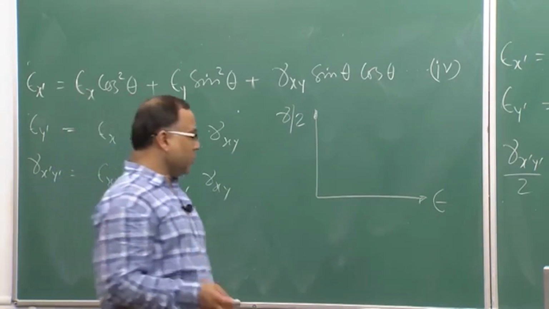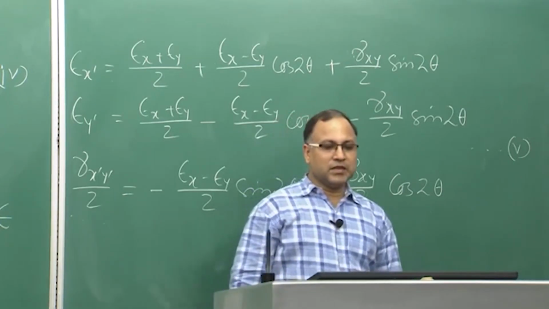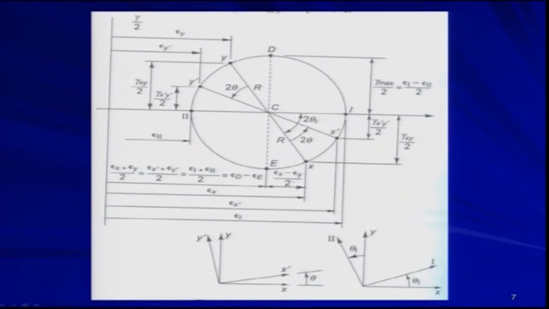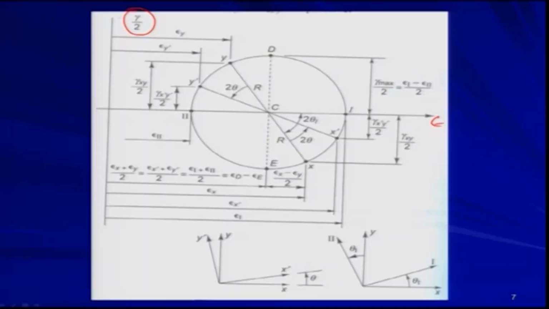Is that clear? So, this is what the Mohr circle will look like. As I told you, it is basically epsilon versus gamma by 2 space, and the construction of this Mohr circle is pretty similar to whatever we did for stress. Therefore, I am not going to repeat the whole process. Only thing is that this is the point x whose coordinates are epsilon x, gamma xy by 2. So, this is given by this.